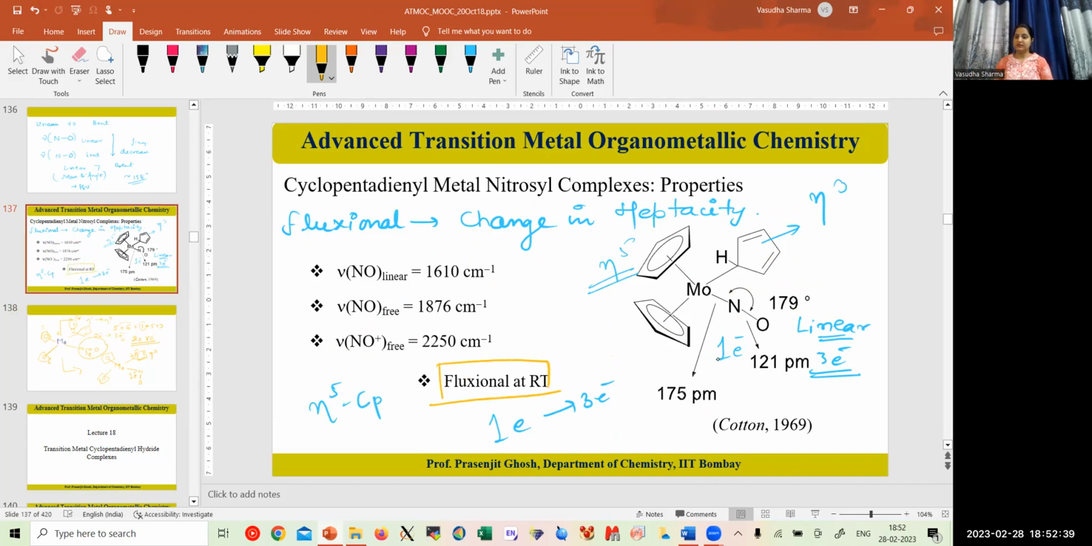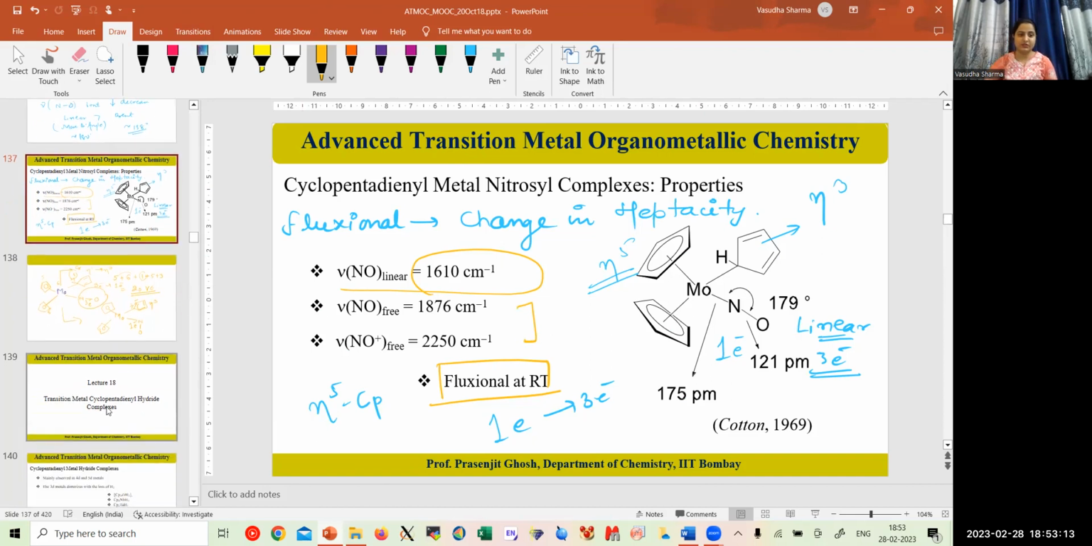And here, if you see the frequencies, 179 degrees, and now in this particular molybdenum complex, the linear thing, which was earlier in the nickel case 1800-something, is now 1610. So depending upon the metal and the coordination around it, the electron density and the bond strength get affected, and that's why the frequencies are not constant. In the free one it is constant, but when it is coordinated to a metal with a certain ligand scaffold around it, the environment changes, and therefore we have different parameters.